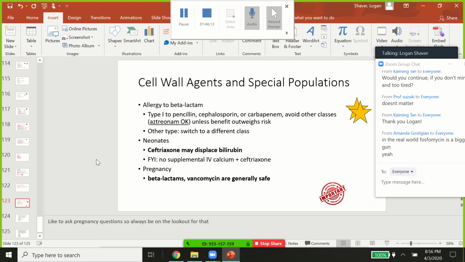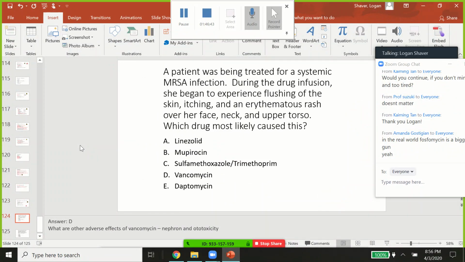All right. Then cell wall agents in special populations. She always likes to ask about pregnancy, or at least it always seems like it. So keep in mind that vancomycin is generally safe in pregnancy, and that beta lactams typically are. Also, notice again that she mentions the ceftriaxone toxicity once more. Like I said, they just sound so familiar, especially that ceftriaxone thing. So just keep that in mind. I kept these two examples in here, and I answered the additional question that she had.